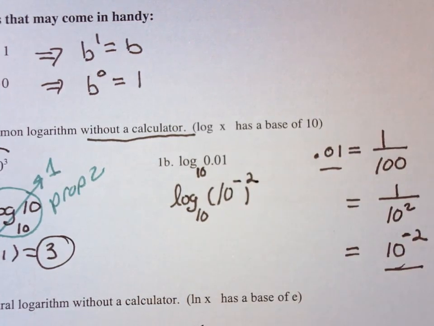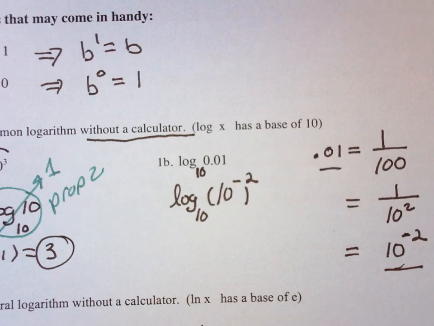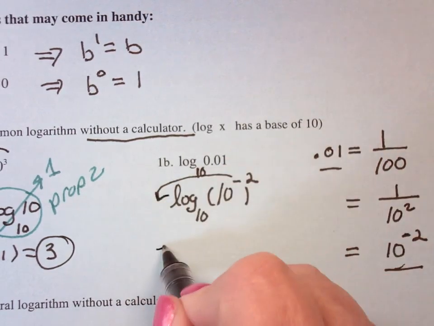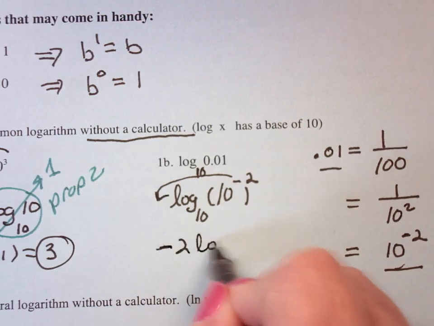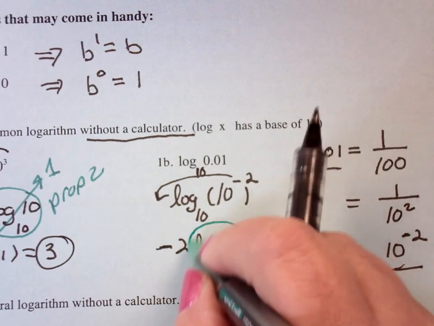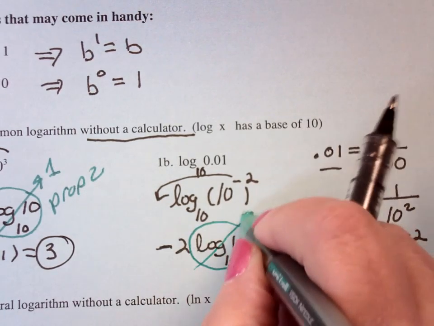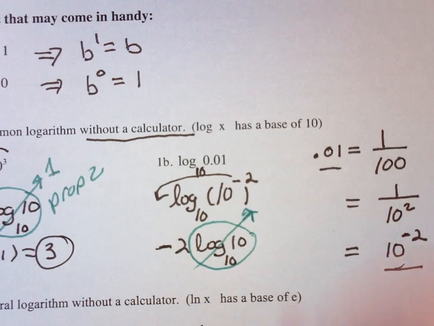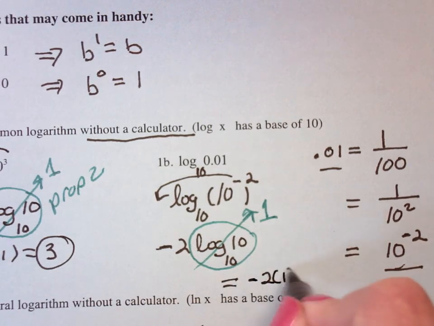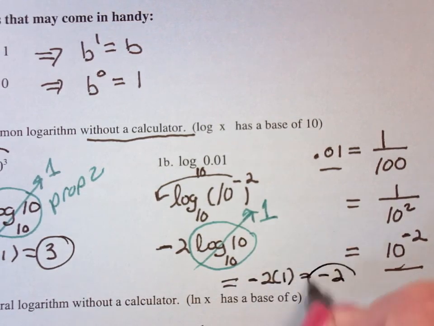Don't worry, this isn't a test question. It just enables us to play with the properties of exponents. Now, property 3 says bring the exponent down in front. So -2 log base 10 of 10. Log base 10 of 10 is 1. So I end up with -2 times 1, or -2.